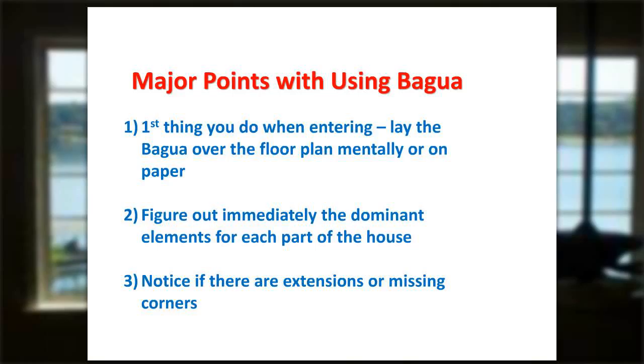Often they're not going to be squares because the floor plan itself will not always be a square. It will be a rectangle or something like that. Figure out immediately the dominant elements, and you might want to write that on your paper for each part of the house. Notice immediately if there are extensions or missing corners, and write yourself a note that you're going to have to consider them. Again, the extensions are positive, the missing corner is not and has to be hidden.